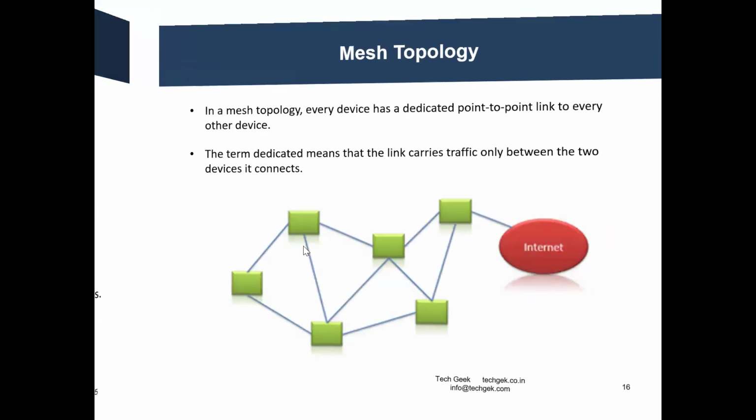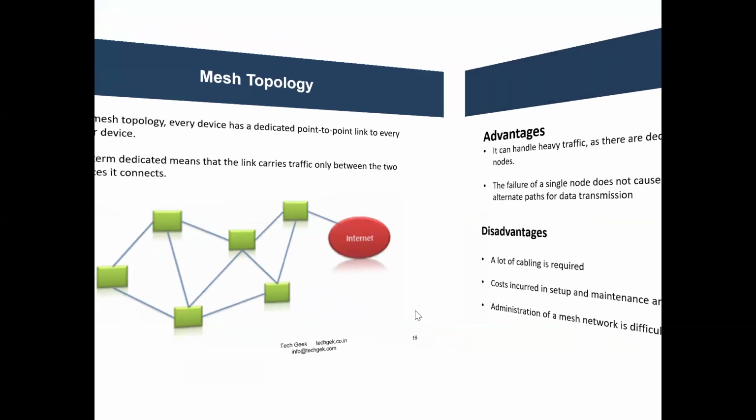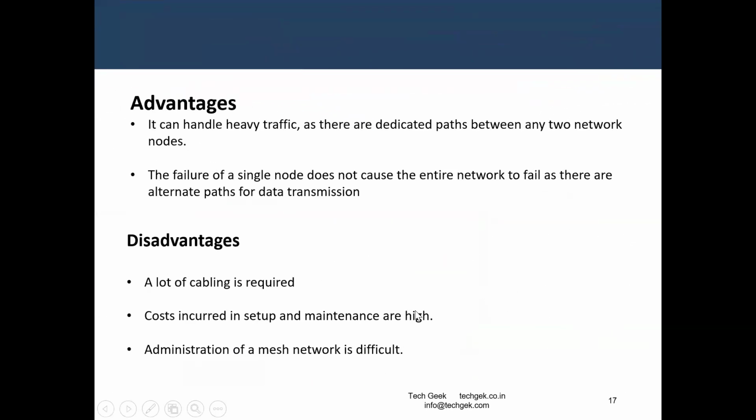Then we have the mesh topology. In mesh topology, each device has a dedicated point-to-point connection linked to the other devices. The term dedicated means that each link carries traffic only between the two devices it connects. Device one, device two, device three, device four, device five, all of these are connected. If some device gets disconnected, we still have communication, since we have dedicated links, right? So among the advantages, it can handle heavy traffic.